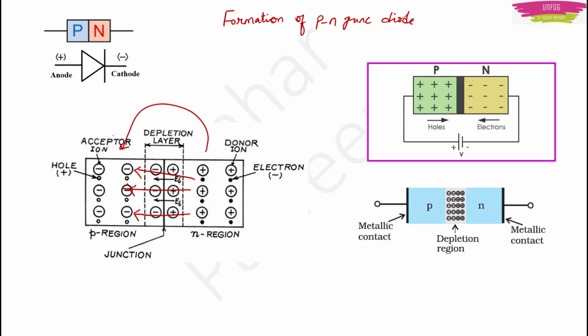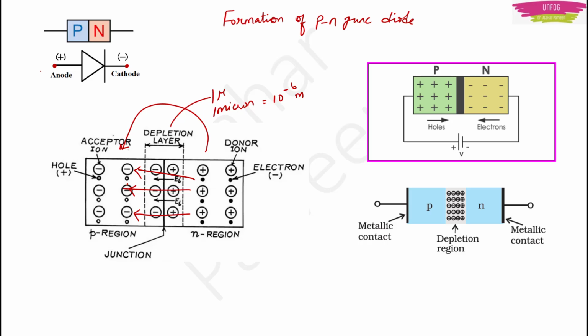Now what is the size of this depletion layer? It is around 1 micron. 1 micron means how much? It is equal to 10 raised to minus 6 meters. So small it is. Now this is the symbol of a PN junction diode. You have one triangle with a line, then there is an anode and a cathode.